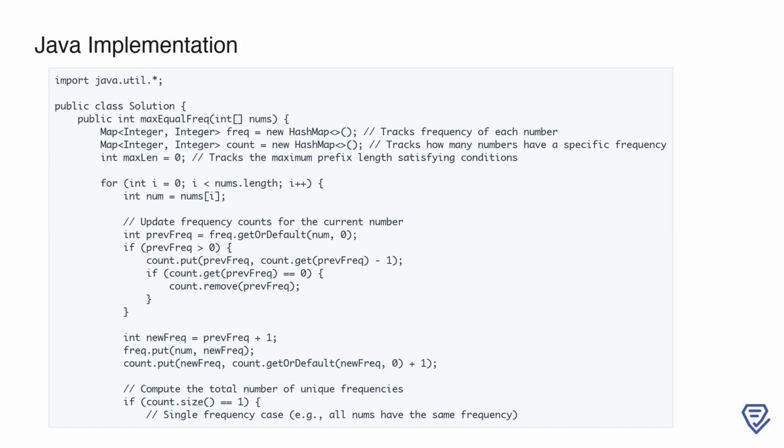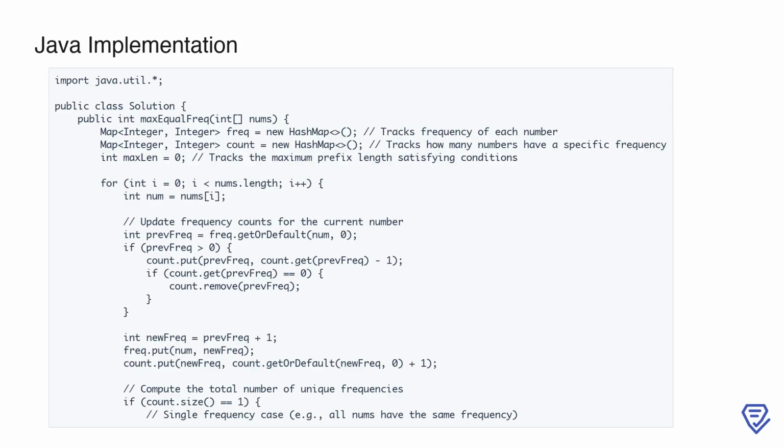Now, we iterate through the input array nums. For each number, we first retrieve its previous frequency, defaulting to 0 if it hasn't been seen before. If the number had a prior frequency, we decrement its occurrence count in the count map. If the count for that frequency drops to 0, we remove it from the map entirely.